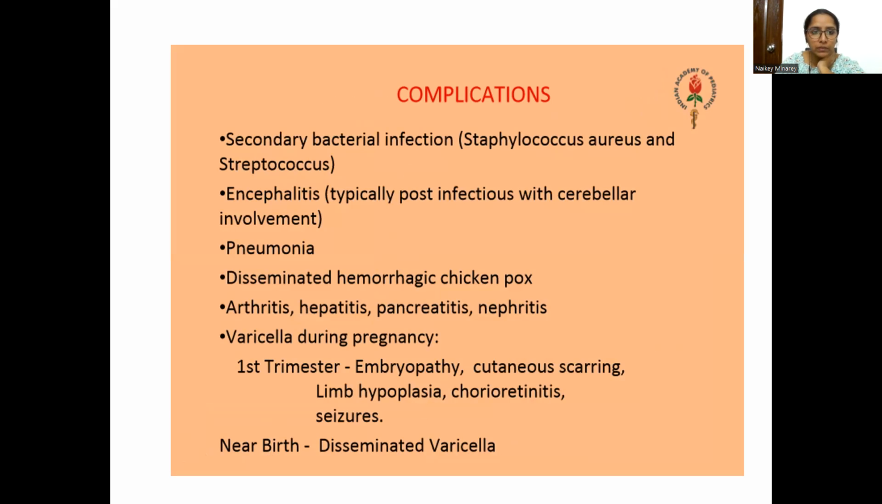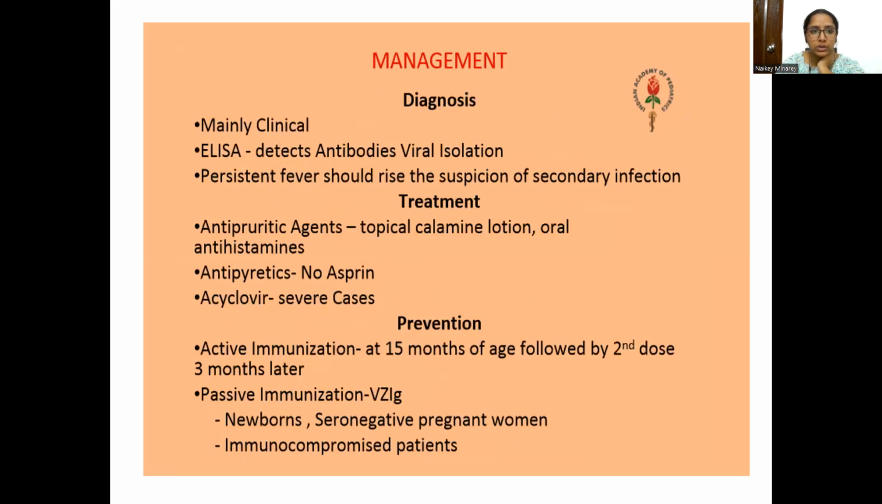Complications of chickenpox: encephalitis, pneumonia. It can be hemorrhage, hepatitis, pancreatitis, nephritis. It can affect all the organs. If it occurs in the first trimester, there can be embryopathy and limb hypoplasia, and near birth, it can cause congenital varicella. Coming to the management, the diagnosis is mainly clinical.